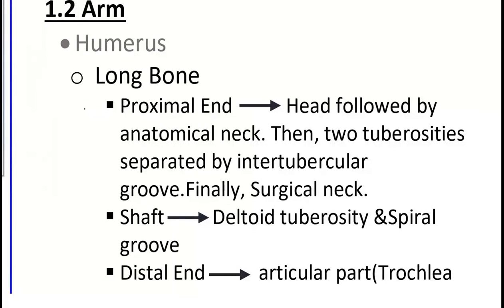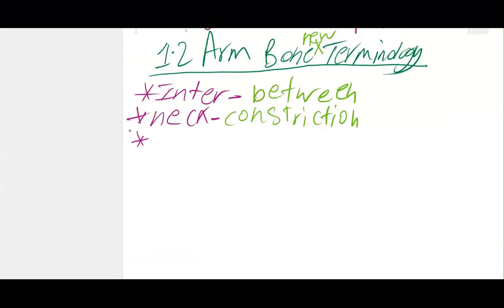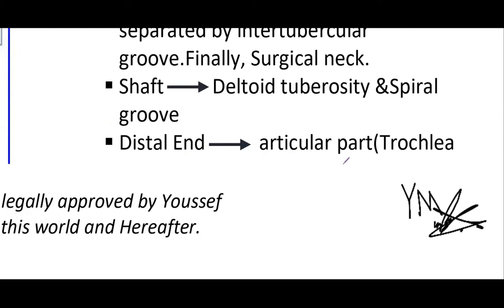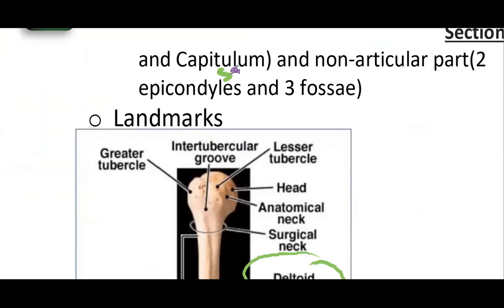Now we finished the proximal end and the shaft of this long bone. Now time for the distal end. It has an articular part and a non-articular part. By the way, articulation means forming a joint. So the articular part is the trochlea and capitulum, while the non-articular part is two epicondyles and three fossae.